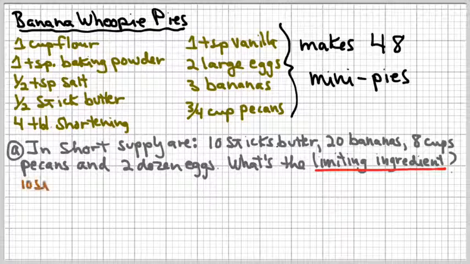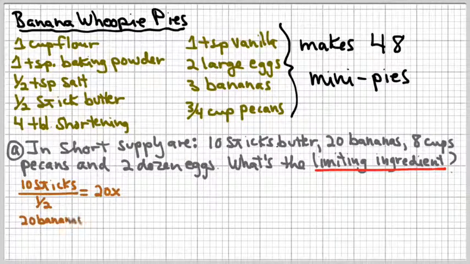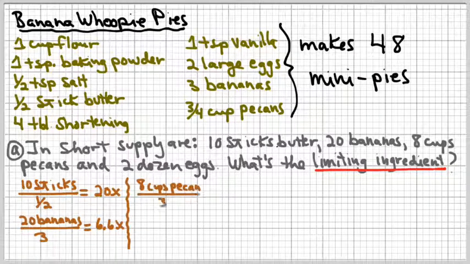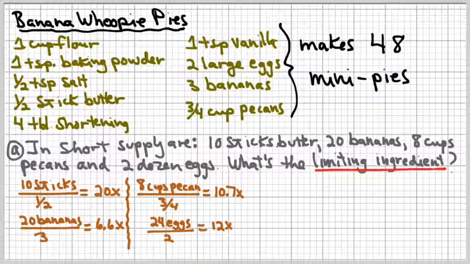So let's start off with the sticks of butter. I know to run a batch I only need half a stick, so I'd be able to run 20 batches off of the butter. The bananas, there are 3 bananas per batch. I could run 6.6 batches with the bananas. The pecans require 3/4 of a cup. I could run almost 11 batches with the pecans. And then finally the eggs, 2 eggs per batch, 12 times.